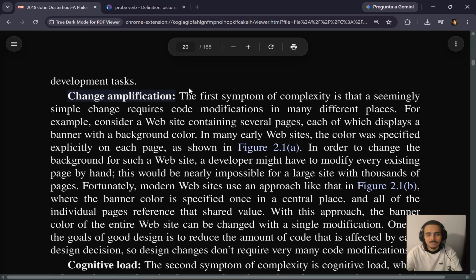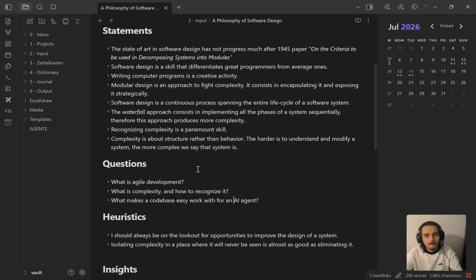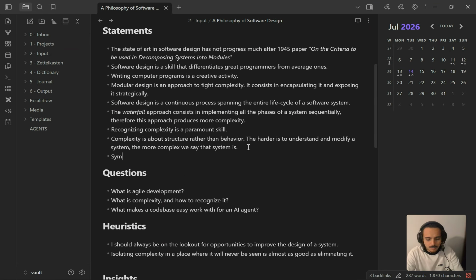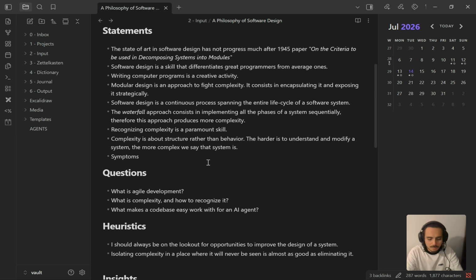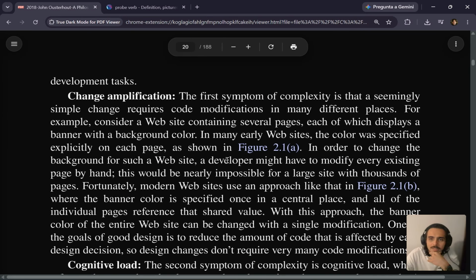Change amplification. So, symptoms of complexity. Let's put this in bold because it is important. So, change amplification. The first symptom of complexity is that a seemingly simple change requires code modifications in many different places.